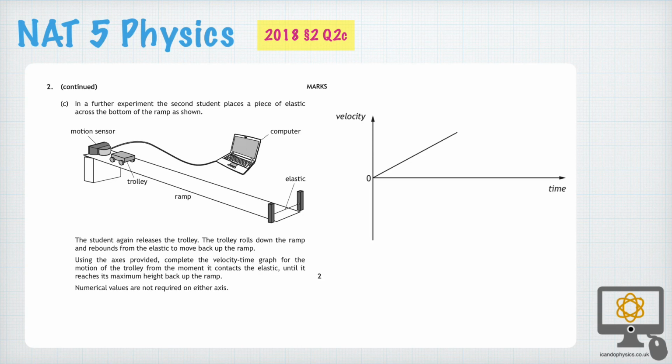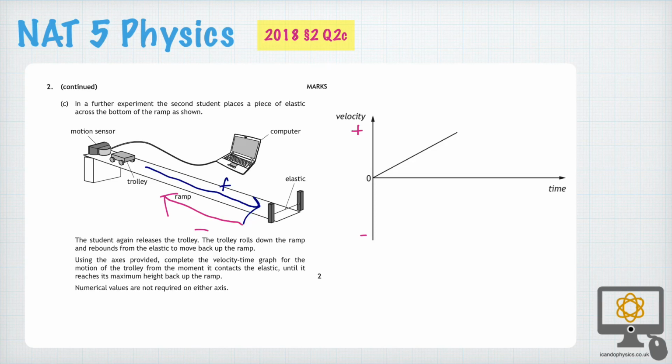And when it changes direction, that means that there is a change of sign on the graph. So we have a positive velocity here, but if we have a negative velocity, that means that the trolley is moving in the opposite direction. So any time where the trolley is moving down the slope, that would be positive, but if it's moving back up the slope, that would be a negative velocity. And so that's what we have to try and represent on the graph. So let's think about it.